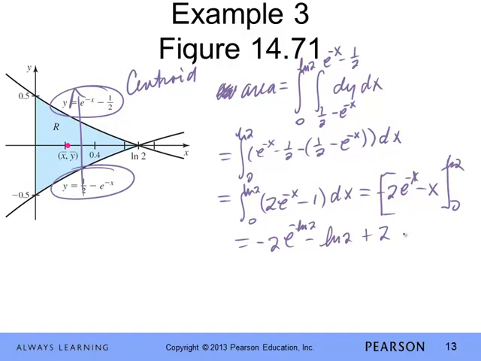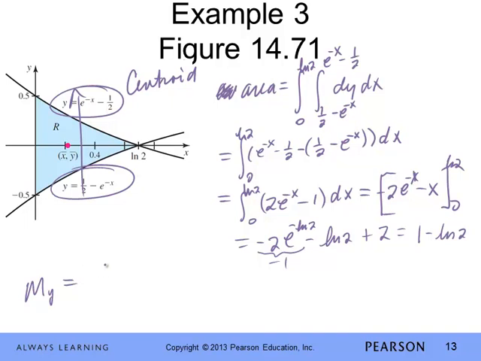Now, e to the negative natural log of 2 is what? That's e to the natural log of 1/2, huh? Which is 1/2. So you get this whole thing right here is negative 1. So you get negative 1 plus 2, which is 1, and then 1. So you get 1 minus natural log of 2. That's the value of the area / mass. Now, you calculate your moment with respect to the y-axis.